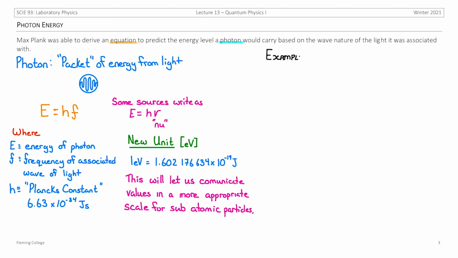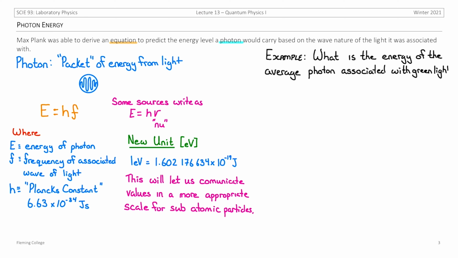Let's consider an example here. So one of the typical calculations we can see is that we could be asked, what is the energy of the average photon associated with green light? It could be any particular wavelength. We choose green this time. And we'll want to answer this in electron volts for now.